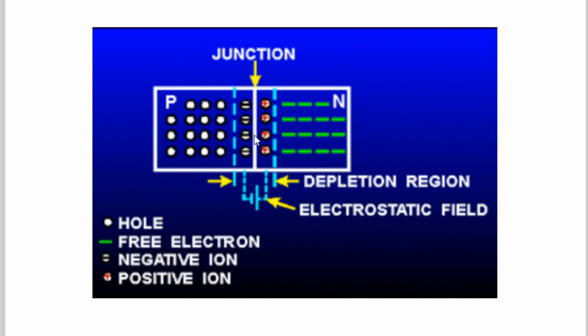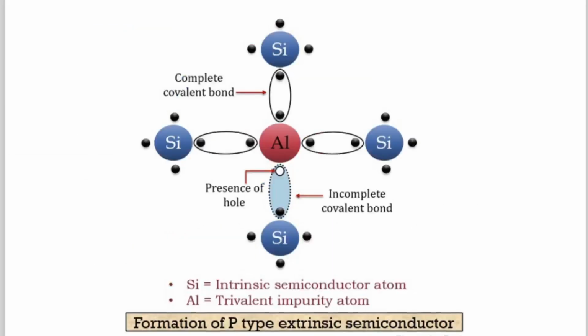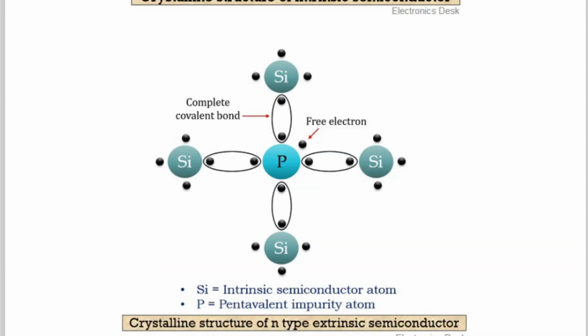Now by this time all of you know that n-type semiconductor material has a large number of free electrons. Therefore, if you see the structure over here, in n-type material, the atom has one extra electron. The structure has one extra electron, that is called a free electron.